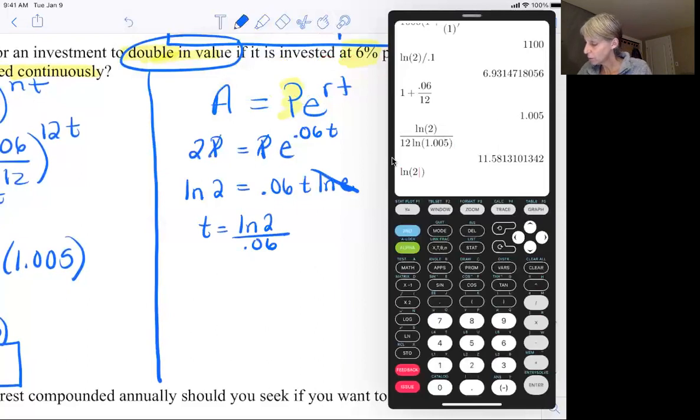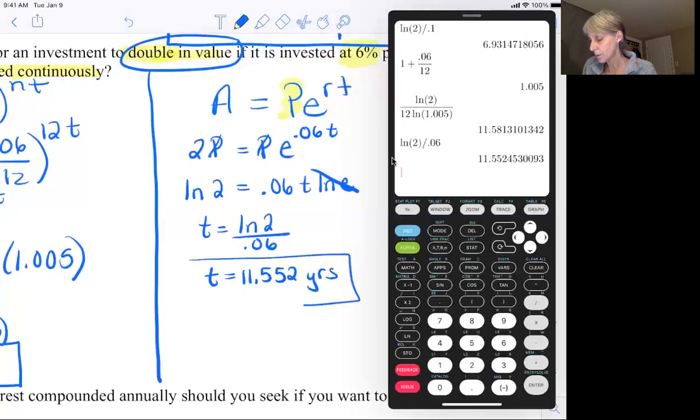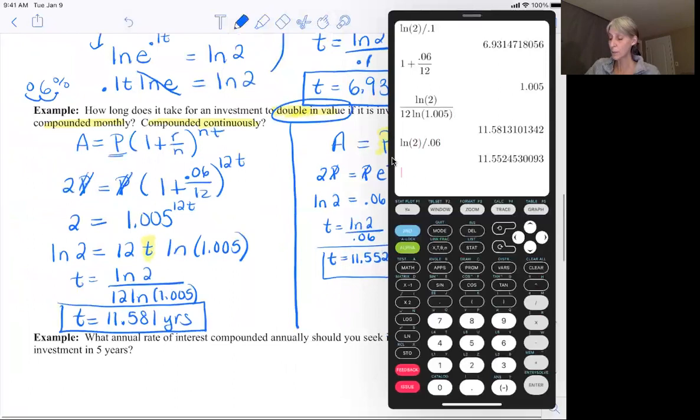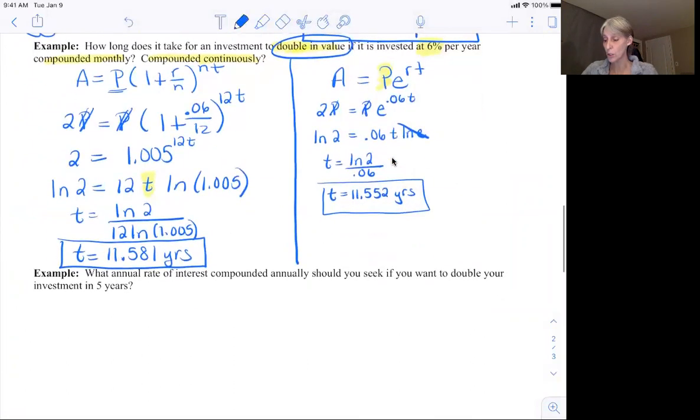ln of 2 divided by 0.06. t is going to be 11.552 years. Okay, so it's pretty simple stuff. I think what we do this year in this course is a lot easier than some of the stuff you did last year in Algebra 2 trig.